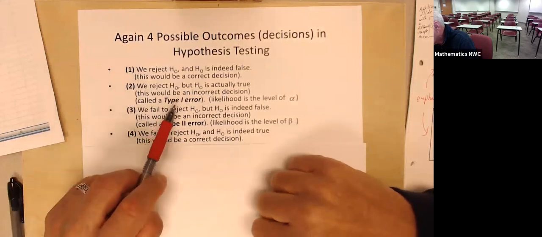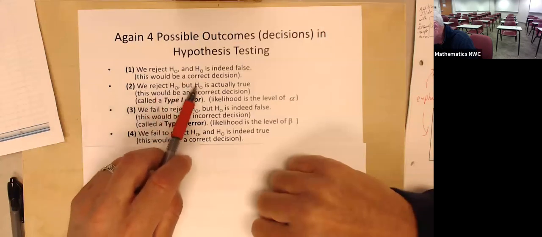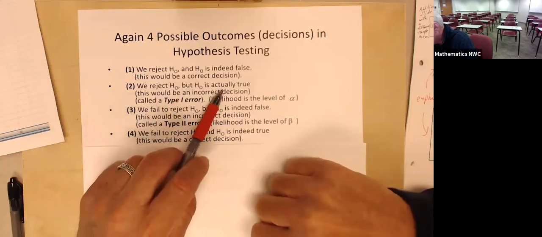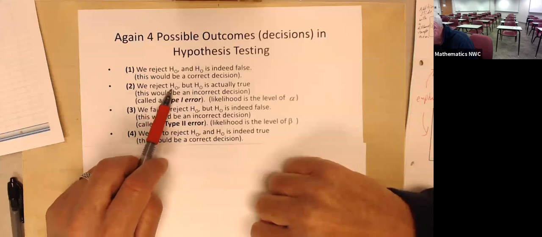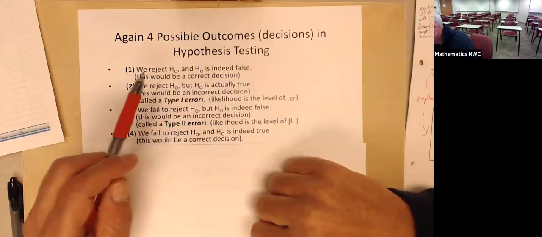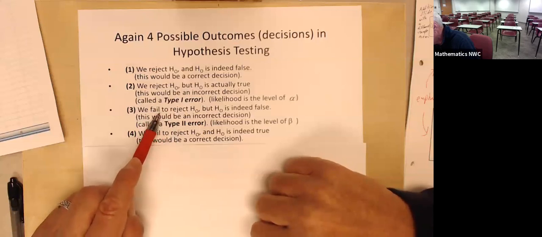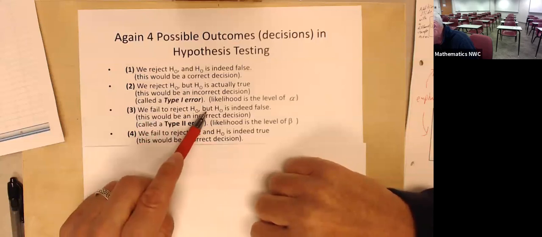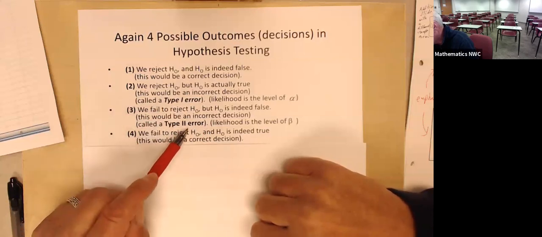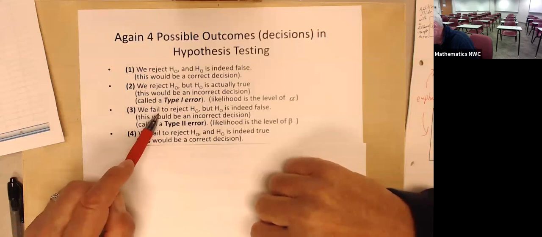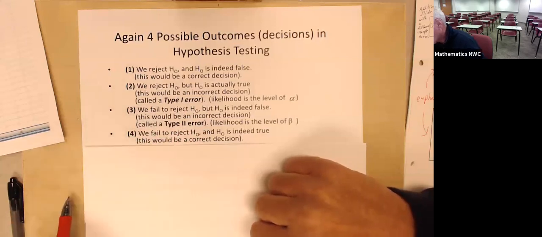So listen to me carefully once. Type 1 error. I rejected the null and the null was actually true. I'm going to say that again. A type 1 error is I rejected the null and the null was actually true. A type 2 error is I had insufficient evidence to reject the null and the null was false. I'll say that again. A type 2 error is where I had insufficient evidence to reject the null and the null was actually false.